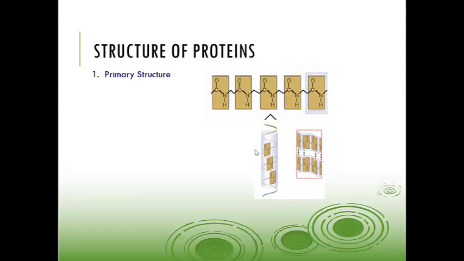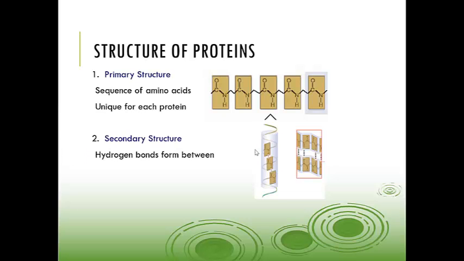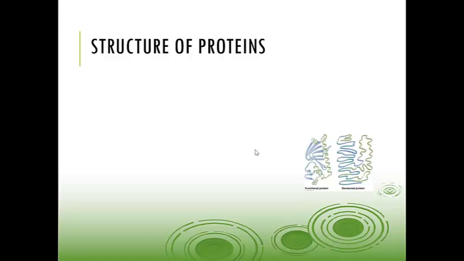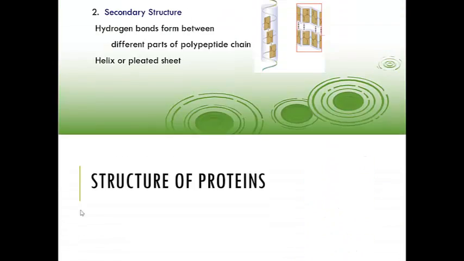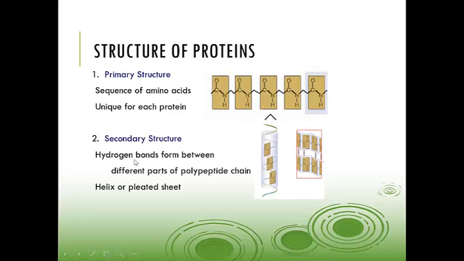So now let's talk about the structure of proteins. There's primary, secondary. Let's go back a slide. There we go. Primary structure is the sequence of amino acids. It is unique. We've talked about that. The way that amino acids are arranged determines its function. The secondary piece of the structure is that hydrogen bonds form between the different parts of the polypeptide chain, allowing it to fold.